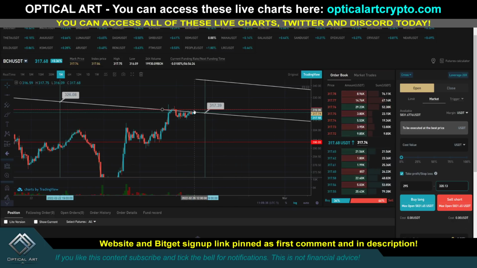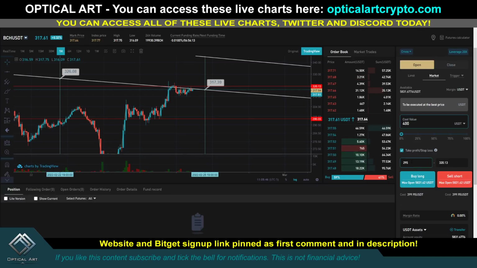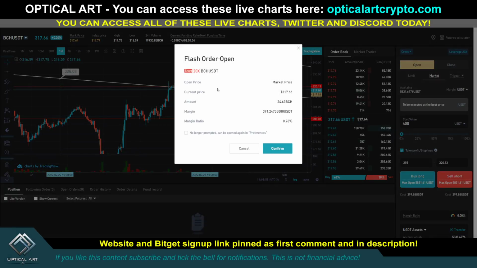$320.13. So if it pushes up, it stops me out. If it comes down, I'm in profit. So I'm going to put in, let's see, $400, right? So $400, 20 times leverage, and my take profit is $295. And again, when you're shorting, you set your stop above.